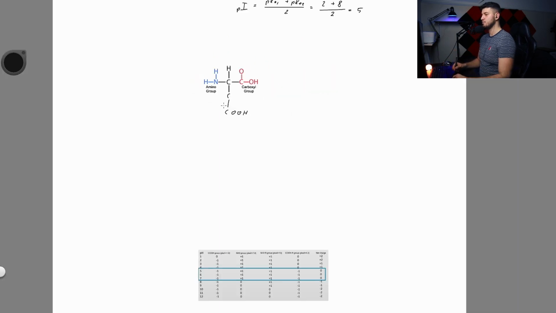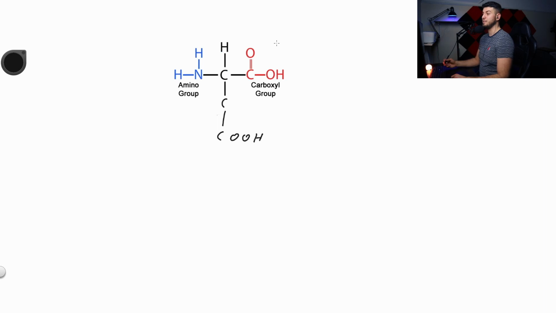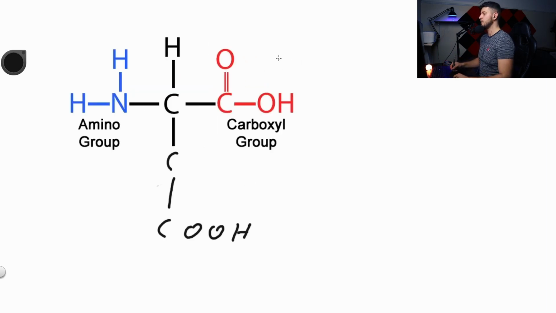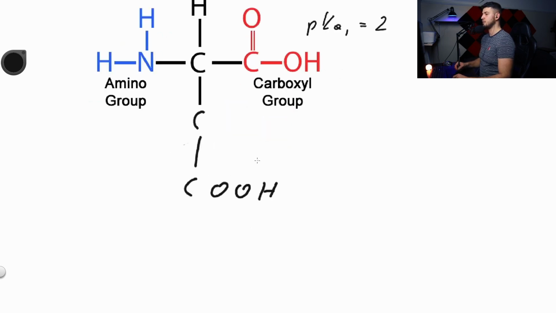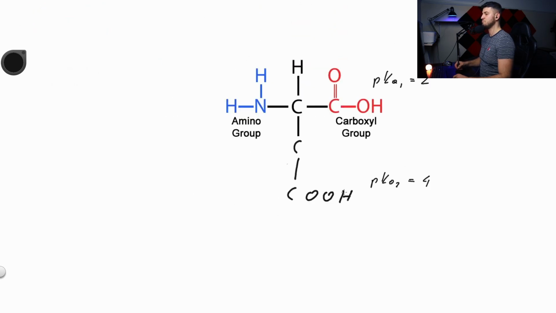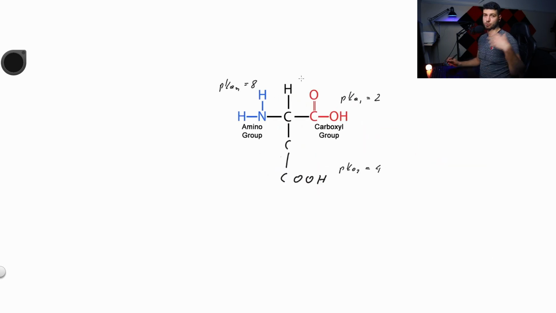So let's take a look. Let's make a scale with the pH again. Now, in order to figure out how our amino acid looks at a specific pH, we'll need the pKa values for each of the functional groups. So let's say that this group will have pKa, let's say 2. This one will have pKa, let's say 4. And this one will have, again, pKa 3, and it will be 8. Okay, they will usually be given to you in a question or in a text or in some way.